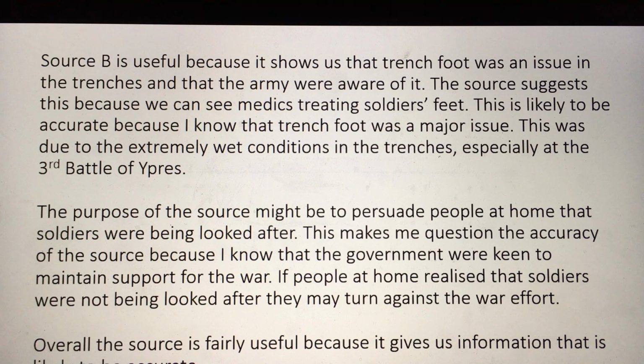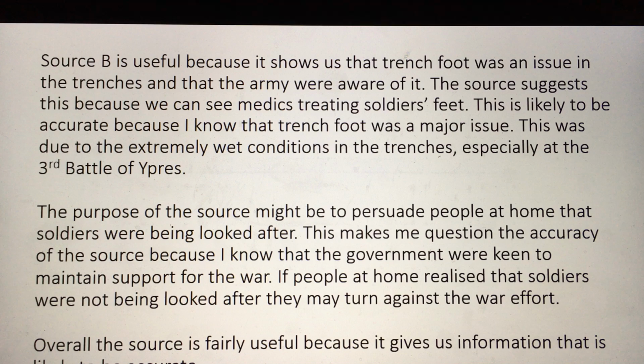The purpose of the source might be to persuade people at home that soldiers were being looked after. This makes me question the accuracy of the source because I know that the government were keen to maintain support for the war. If people at home realise that soldiers were not being looked after, they may turn against the war effort. Overall, the source is fairly useful because it gives us information that is likely to be accurate.